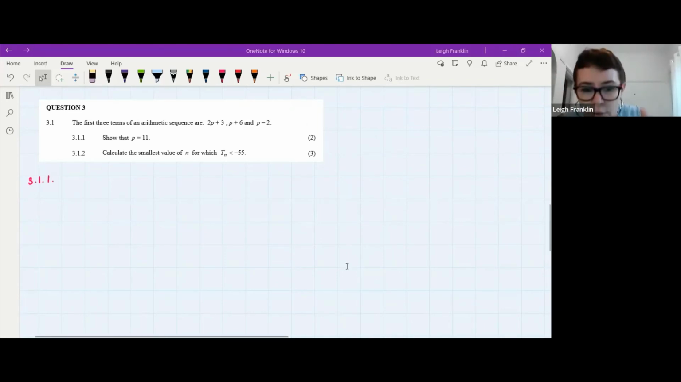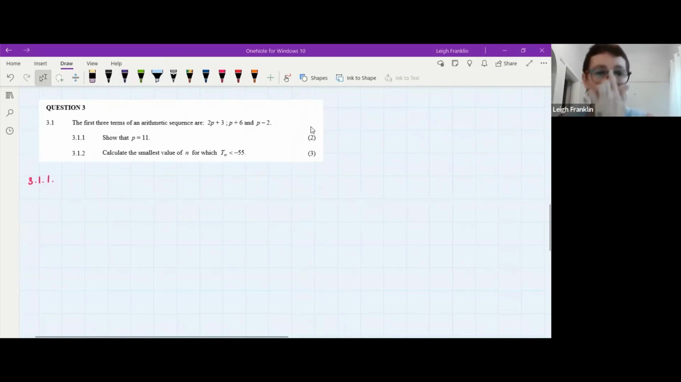All right, Talia, you've got a hand in the air. Go for it. Okay, I think we'll use the T2 minus T1. And then same applies to the other side, which would be T3 minus T2. And then we'll be able to solve for P and then find out if P is 11. Exactly. Beautifully put. That's exactly what we're going to do.